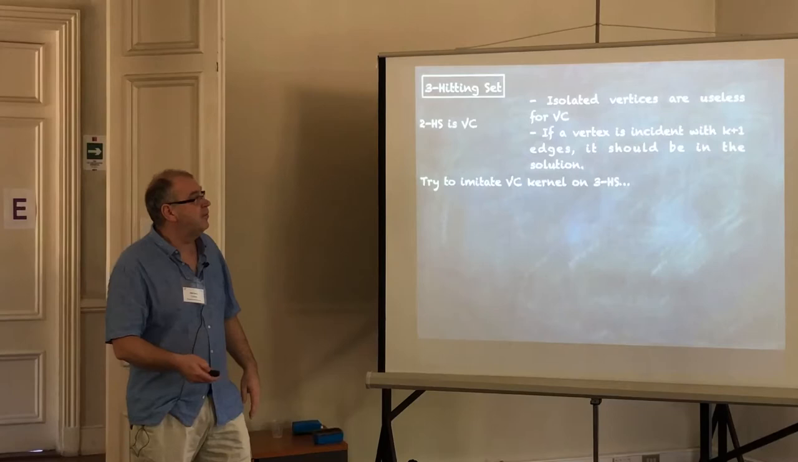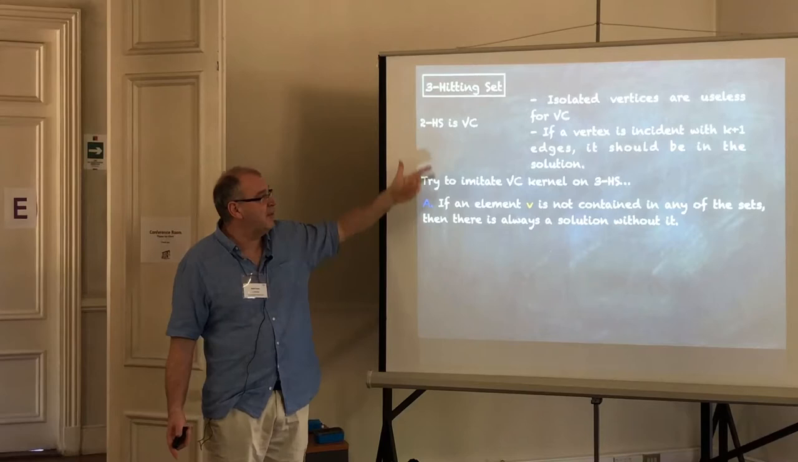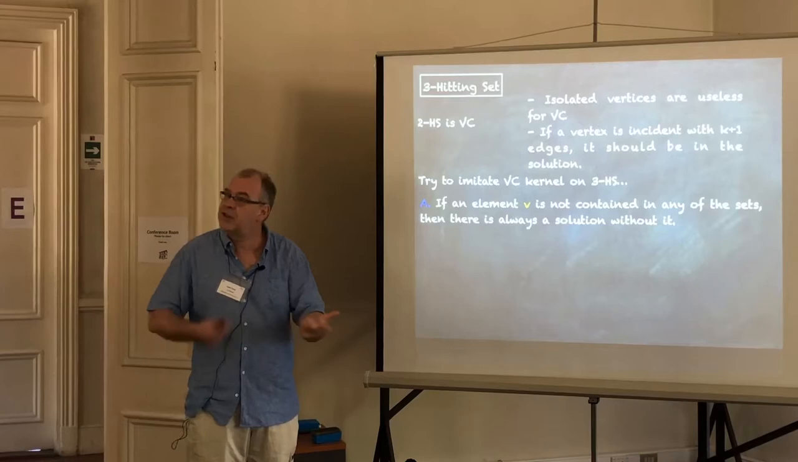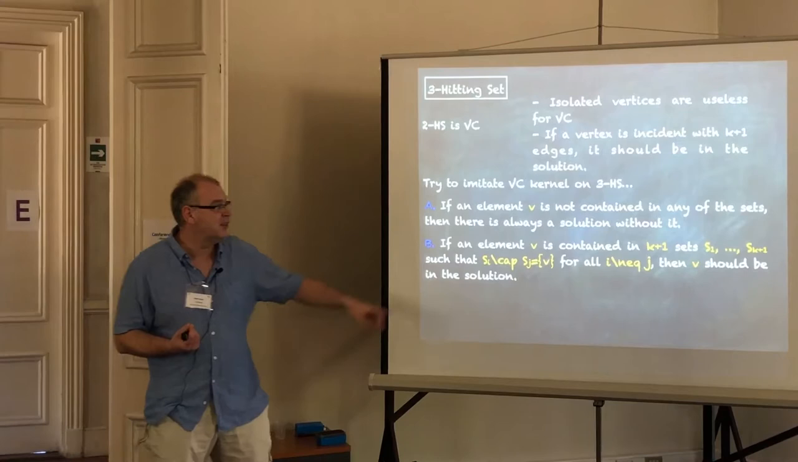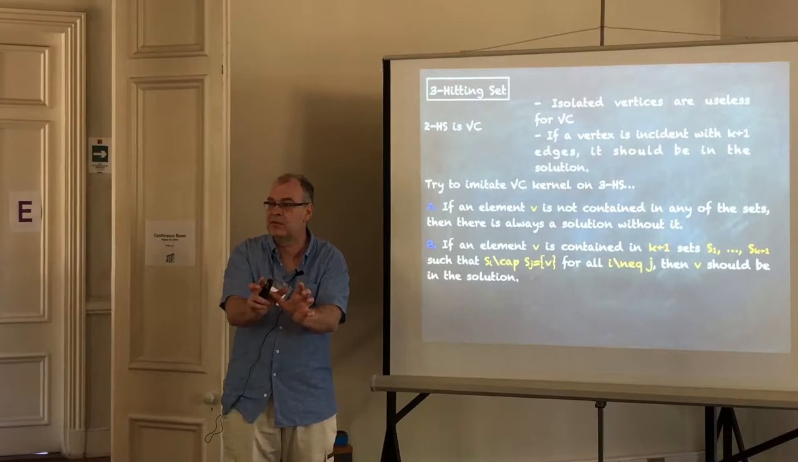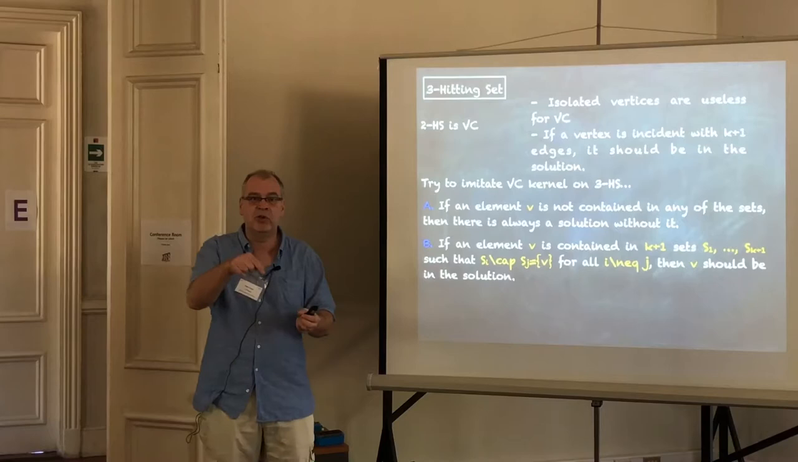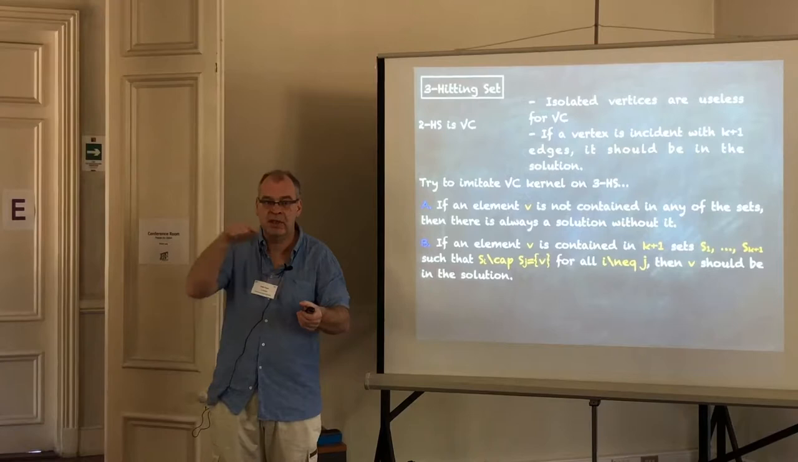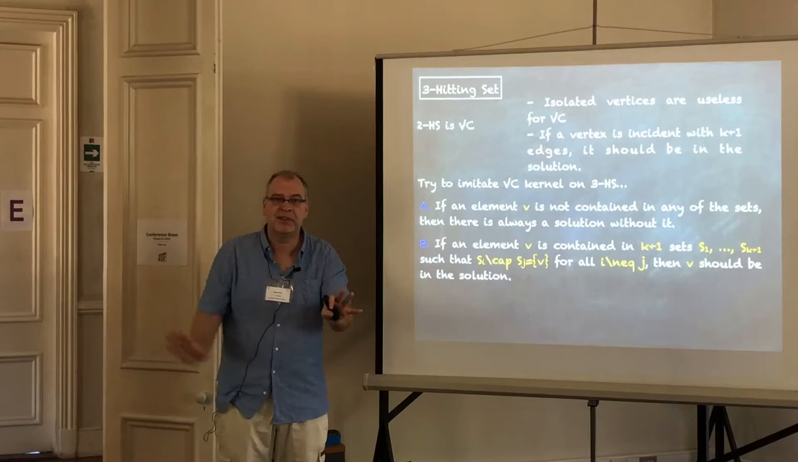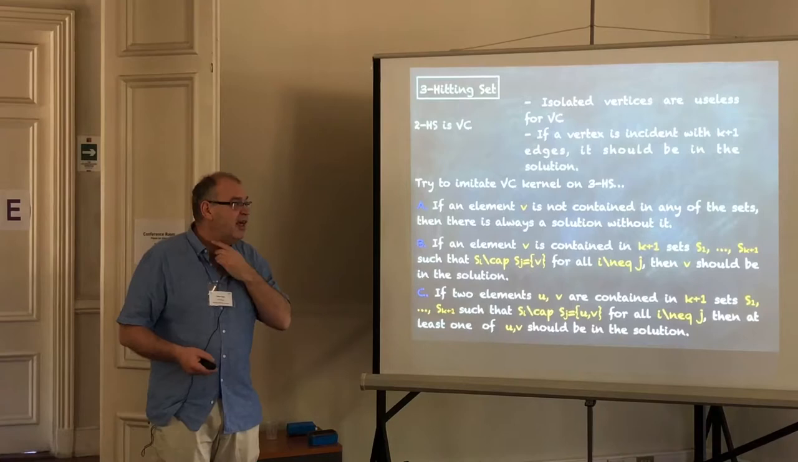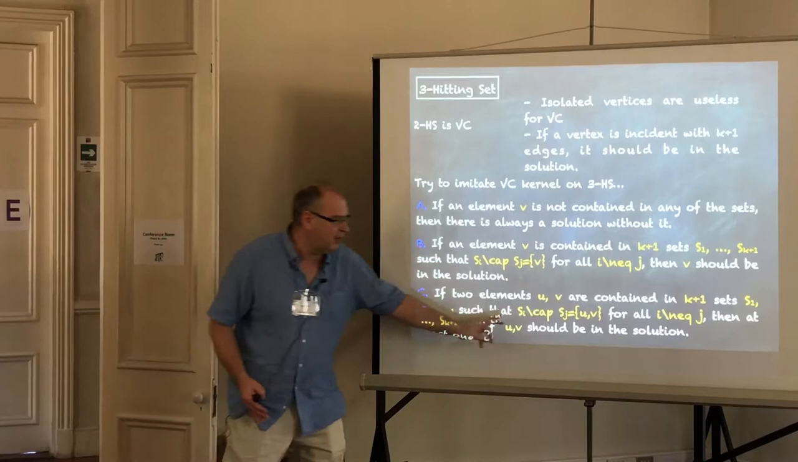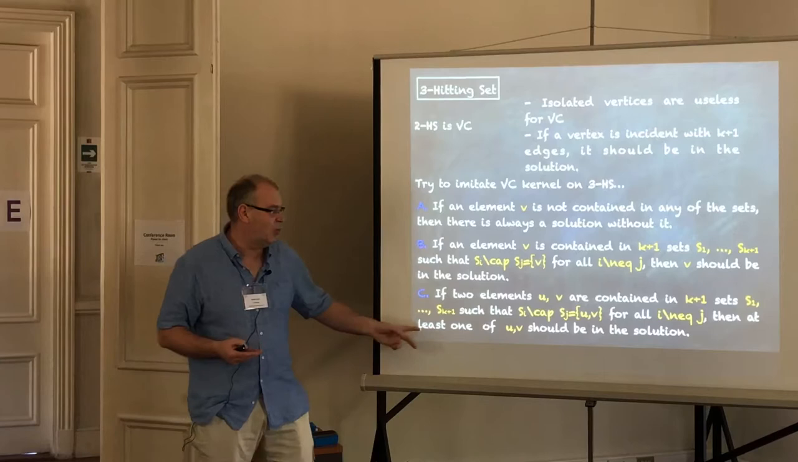What will be the first type of argument? If an element is not contained in any of the sets, it cannot hit anything, so I can safely remove this element. Now, if the element v is contained in k plus one sets such that the only intersection of any pair of the sets is exactly this element, then this element should go into the solution. Because if it doesn't, I still have to hit all these k plus one sets, and because besides v they do not intersect, I have to spend k plus one vertices just to hit them. This is a degree rule, but then things become a bit messy, because I can also have two elements. If these two elements are contained in k plus one sets such that these two elements are the only intersection of these sets, then at least one of these vertices should be in the solution. Again, the same argument.